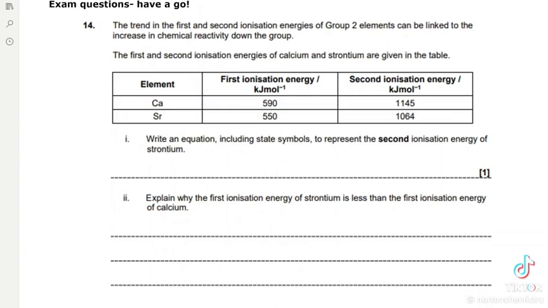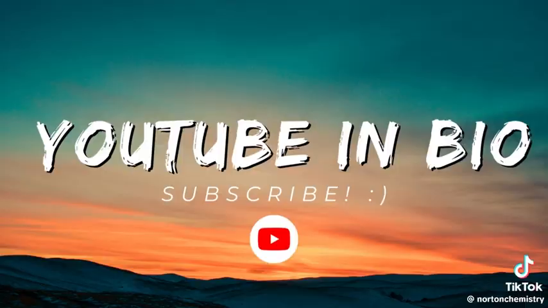So we've got some exam questions. Feel free to have a go and then I'll explain the answer. The trend in the first and second ionization energies of group 2 elements can be linked to the increase in chemical reactivity down the group. The first and second ionization energies of calcium and strontium are given in the table. So we can see that they both have a similar first ionization energy, and the second ionization energy of calcium is slightly larger than the second ionization energy of strontium.